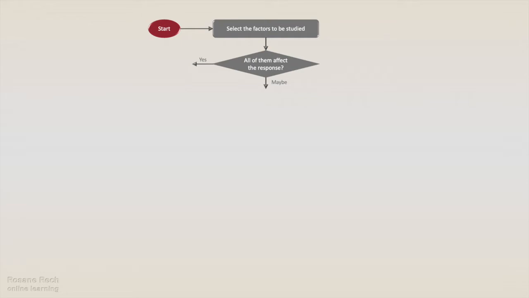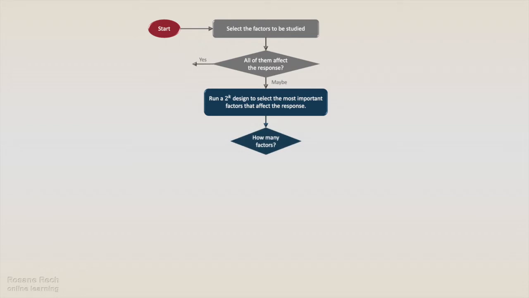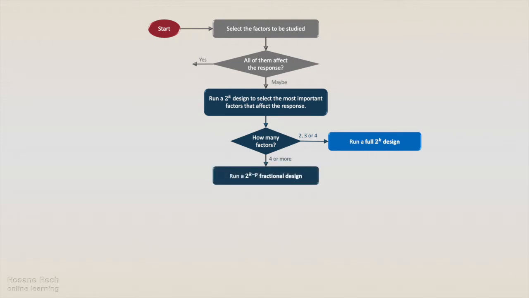If the answer is maybe, it means we have to build a basic knowledge about the system we are studying. So we need to run a design to grow our understanding of the process and to select the most important factors that affect the response variable. It is usually a two-level design, full or fractional, and the choice between them depends on the number of factors we have to study. If we have 2, 3, or 4 factors, we can run a full 2 to the power of k design. However, if we have more than 4 factors, a fractional design is the best choice since a full factorial design will be very large.